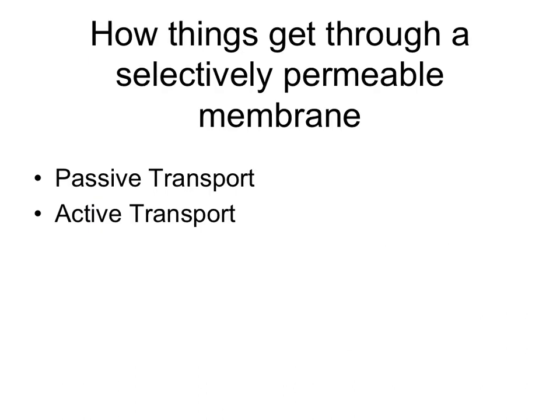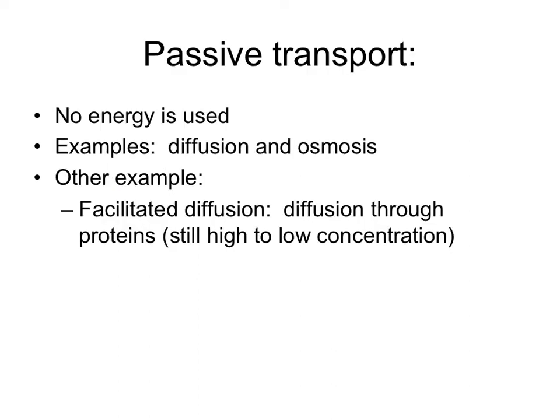In order for things to get through a selective permeable membrane, they can either go about that by passive transport or active transport. Passive transport goes with the concentration gradient and does not require energy. Active transport goes against a concentration gradient and requires energy. So passive transport, again, no energy is required. It's when things move from an area of high concentration to low concentration, and they don't need energy for that to happen. That happens naturally.